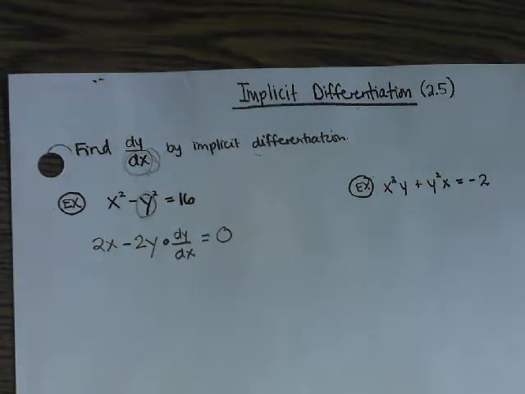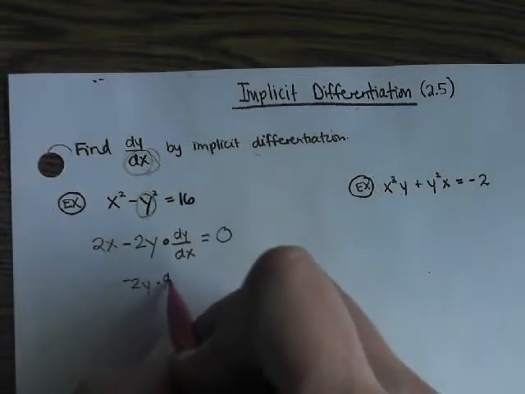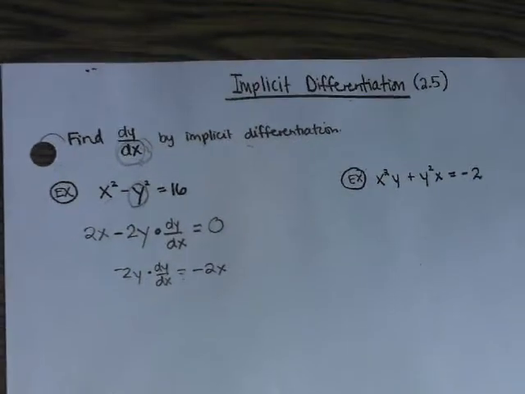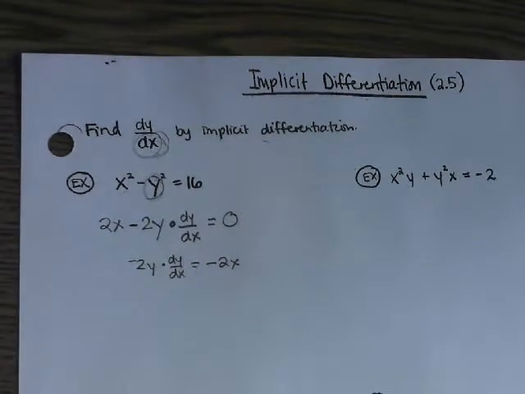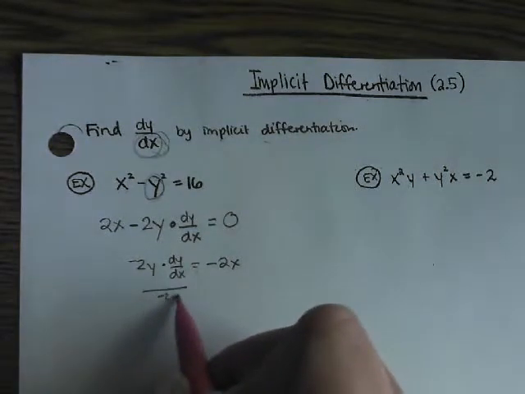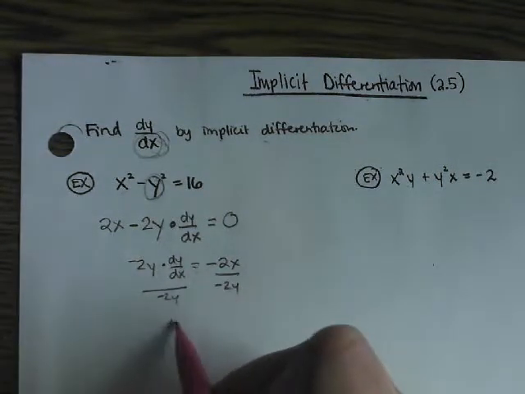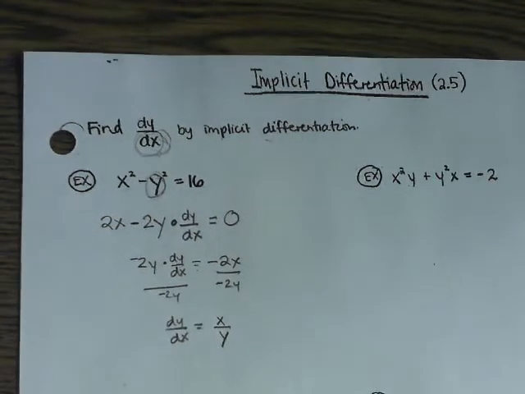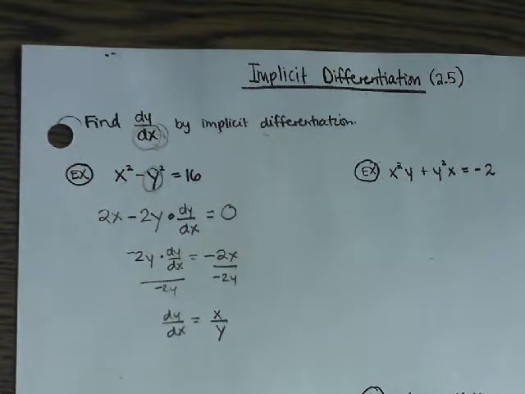So now we just need to rearrange this and get dy/dx all by itself. So I would subtract the 2x over, and then I would divide by the negative 2y, and that'll simplify to x over y. So the derivative of this, not a function, I would say relation, the derivative of this relation can be determined by doing x divided by y.